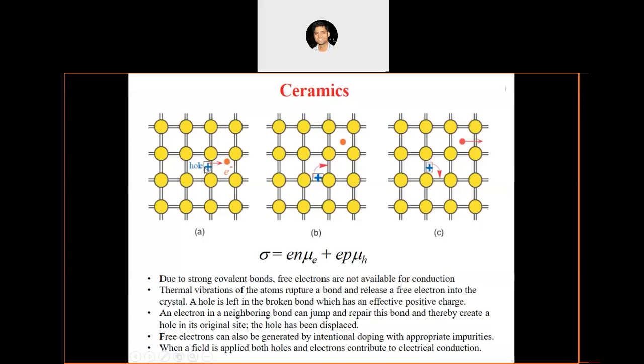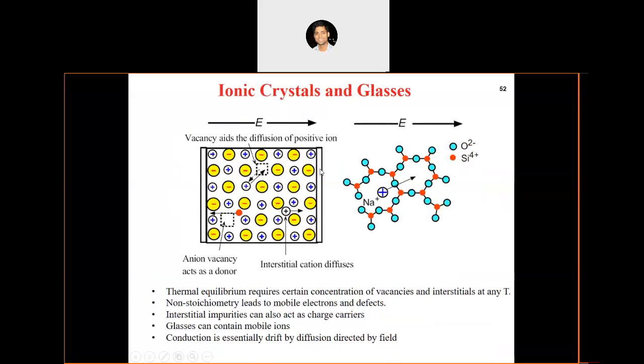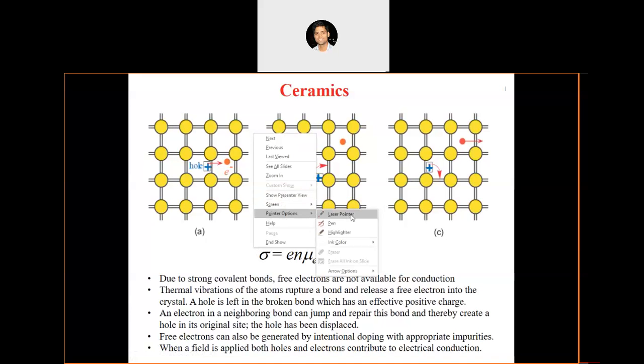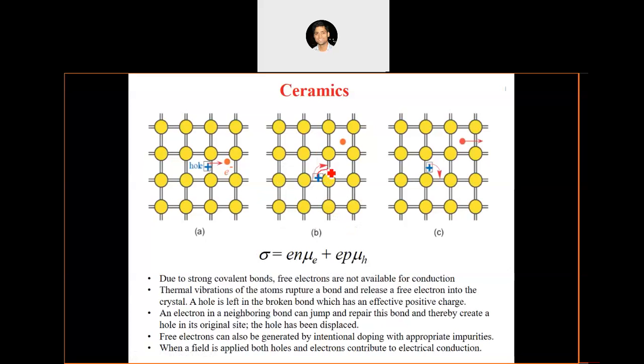Now the electron can contribute in the electrical conductivity, but the hole also contributes. How does the hole contribute? You can see here we have a hole, right? So an electron from a neighboring bond can jump from this bond to this bond. The electron will jump here, and then this bond will be reformed again, and there will be a broken bond between these two atoms. So effectively the hole has moved from this position to this position. So we will have electrical conductivity due to both the electrons as well as holes.